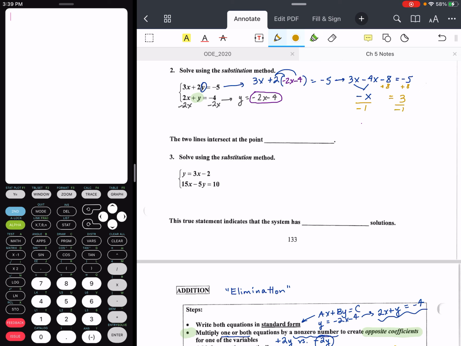Divide both sides by negative 1. So I solve and get x equals negative 3. So in my ordered pair solution, I know my x coordinate is negative 3. Now I need to solve for y.